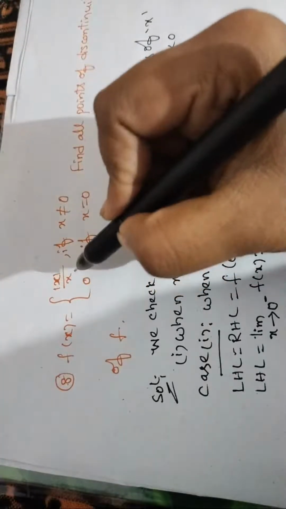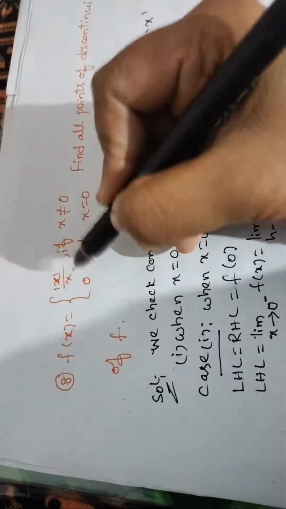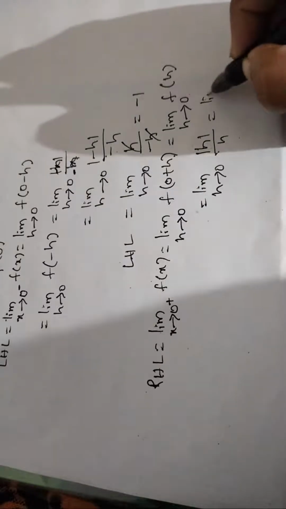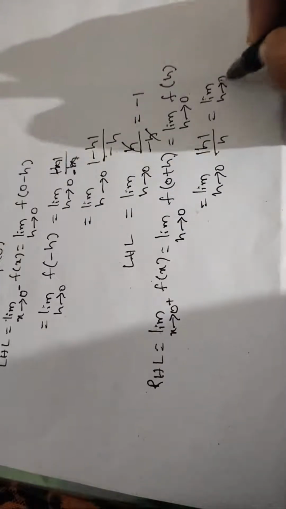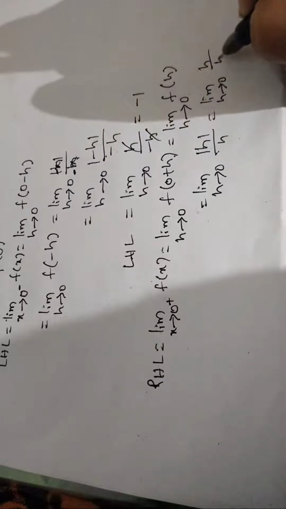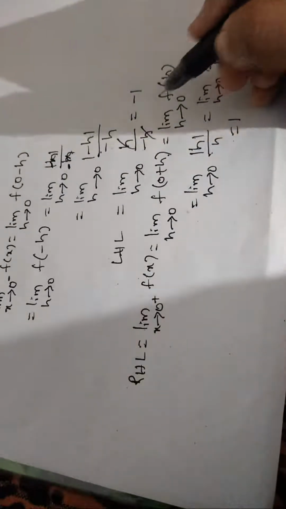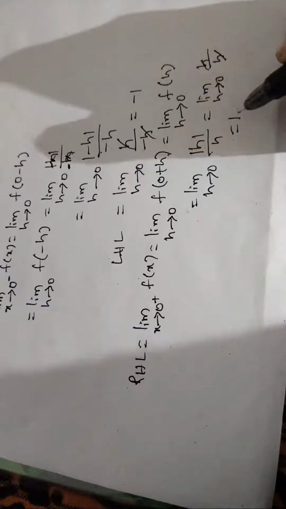So at that time the function is modulus x by x, which here is modulus h by h. Now limit h tends to 0: mod h is nothing but h only. Cancel this and we get 1. If you observe, LHL we got minus 1, RHL we got plus 1. So LHL is not equal to RHL.